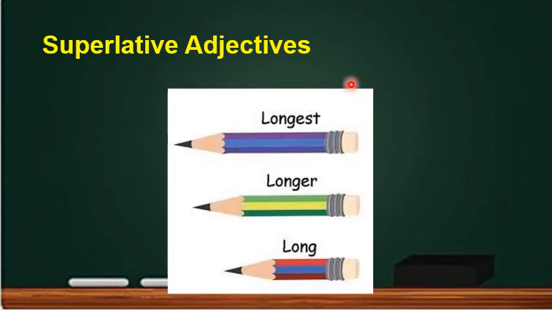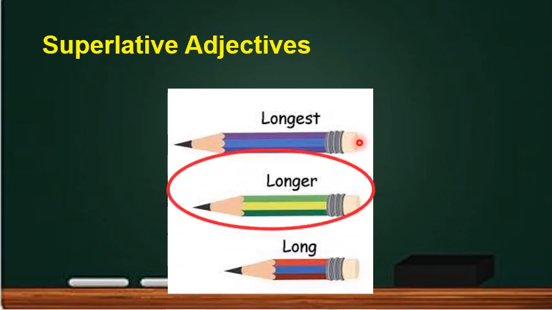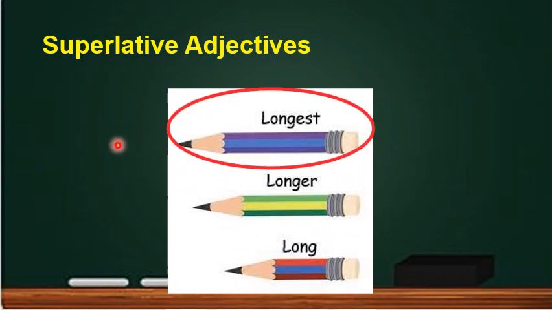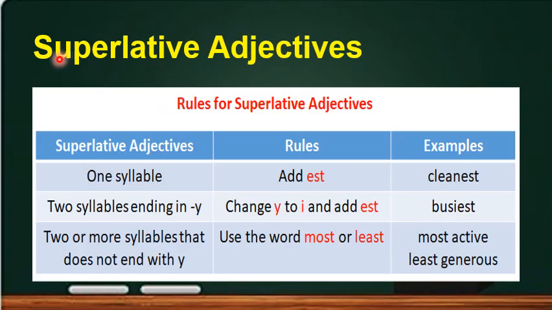Example 2. There are 3 pens here, it's more than 2. So we have to use superlative adjectives to describe the longest pen. Among these 3 pens, this is the longest. Similarly with comparative adjectives, there are some rules that we have to follow when we want to write superlative adjectives.